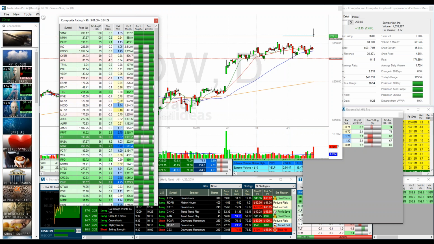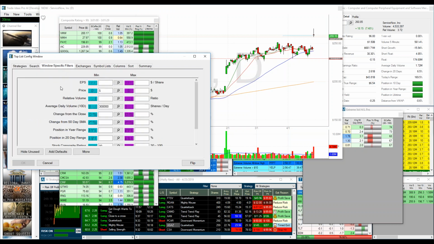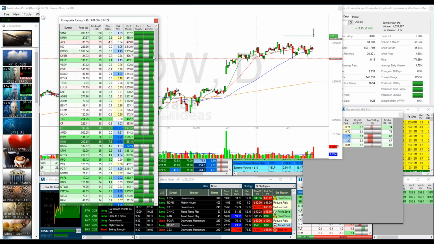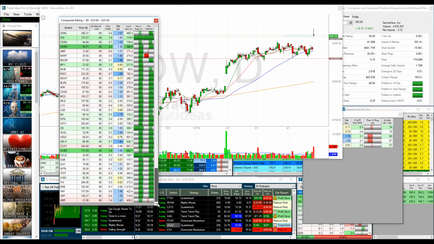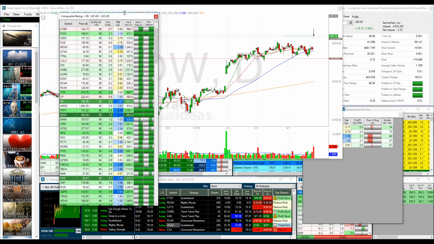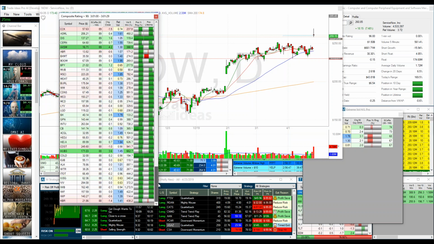And the way you do that is go to filters, composite rating, just go ahead and put in 80. All right, now we got a lot more. These are stocks that are very sound technically and fundamentally. They're near all-time highs. You're looking at position in year range. Look at these lifetime in range. These are strong stocks, okay?